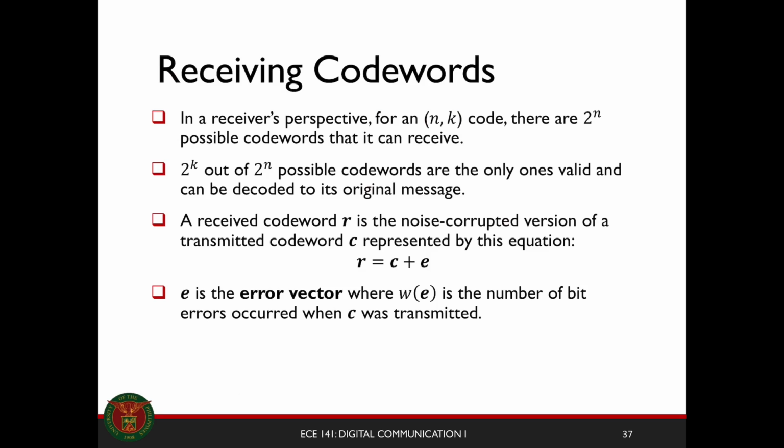Aside from transmitting code words, we'll be receiving them. So from the receiver's perspective, you have 2 to the n possible words that you can receive, and out of all those 2 to the n possible words, only 2 to the k are valid. Now how we model the channel is that we have an error vector that adds to the code word and you get a received signal R right here.